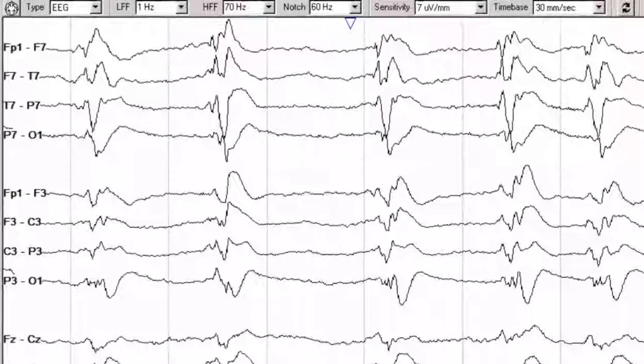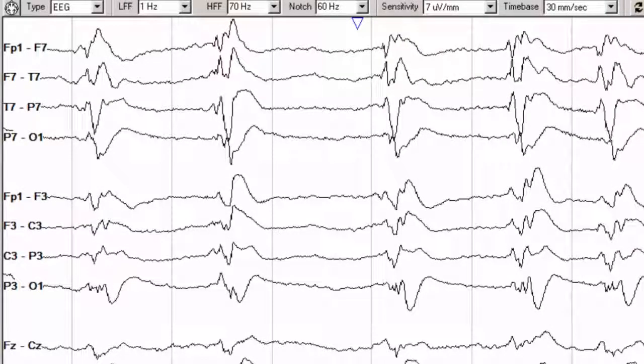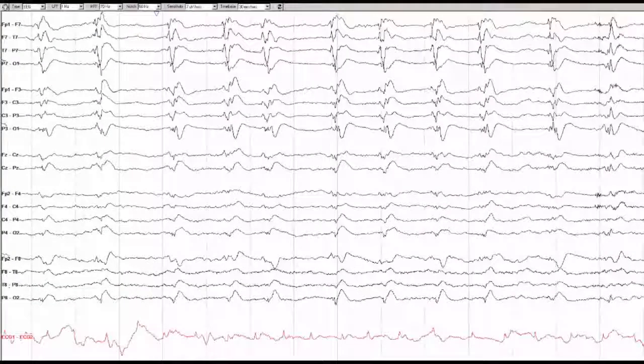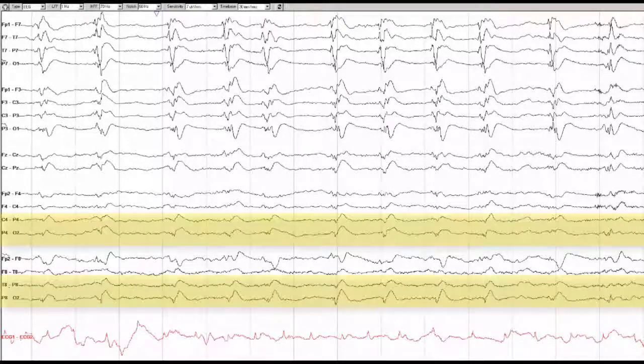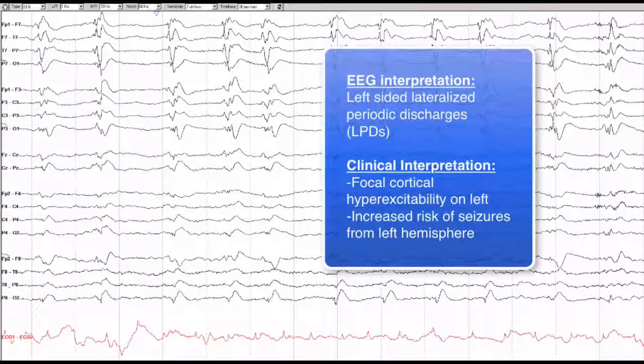On the left side, there are sharply contoured, complex, high-voltage discharges occurring approximately every second or two in a very periodic or regular pattern. To some extent, these discharges have a broad field that extends into the right hemisphere, but they are clearly maximal on the left. Lateralized periodic discharges indicate significant focal cortical hyperexcitability on the side or in the location of their maximal activity, and there is a strong association between lateralized periodic discharges and subsequent seizures on prolonged recording.